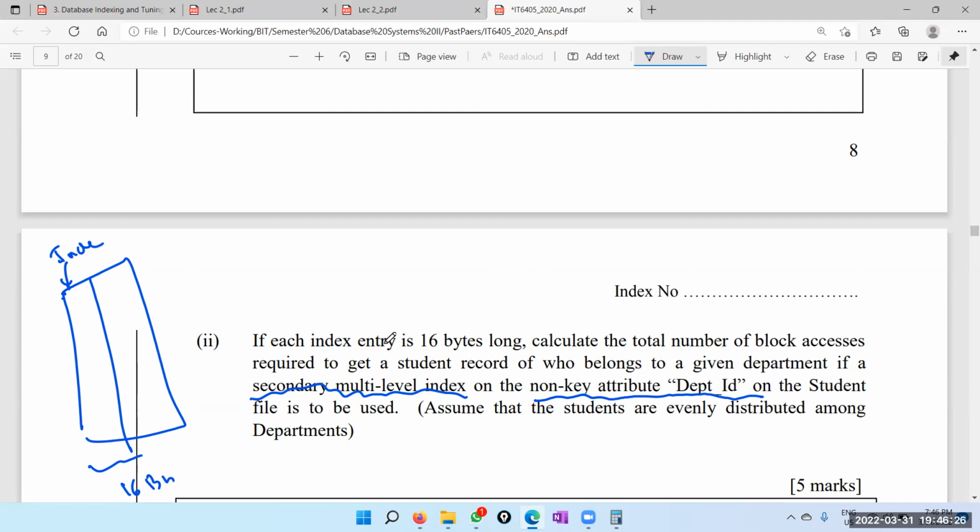It says the index entry. But when you say index entry, I think this entire thing. I'm not very sure, but it looks like index entry means the index field plus the block pointer field, because the examiner has not given you the block pointer size separately. So it's safe to assume that index entry means this entire record: index field plus block pointer, okay?